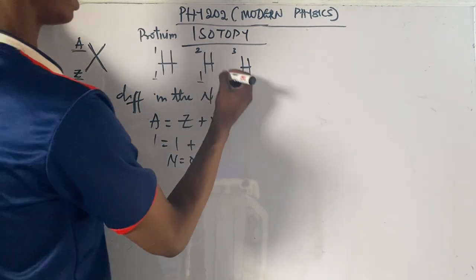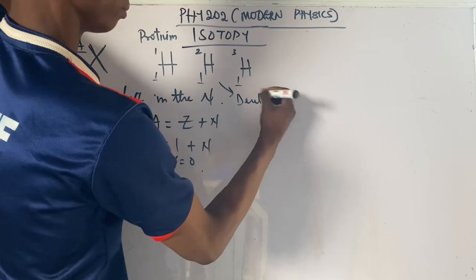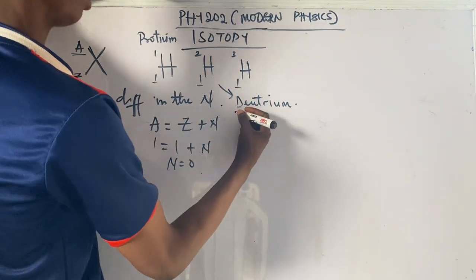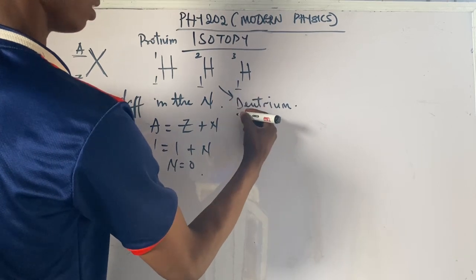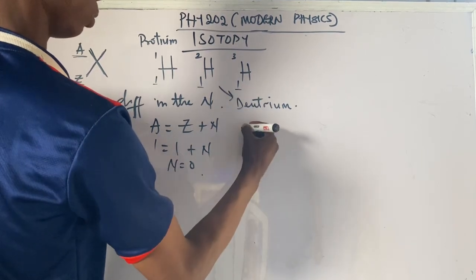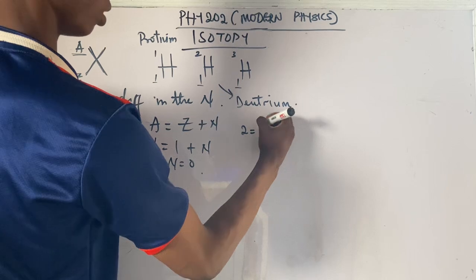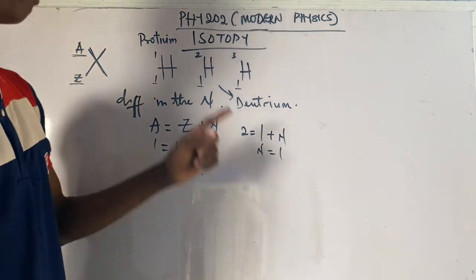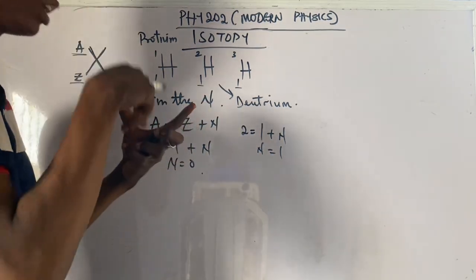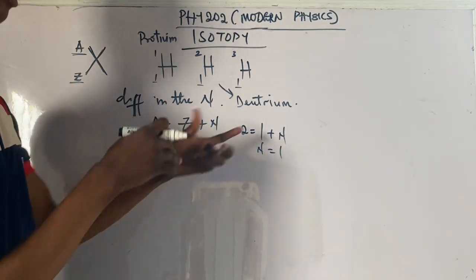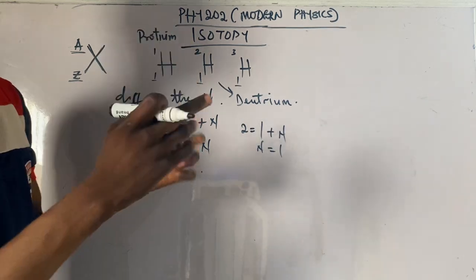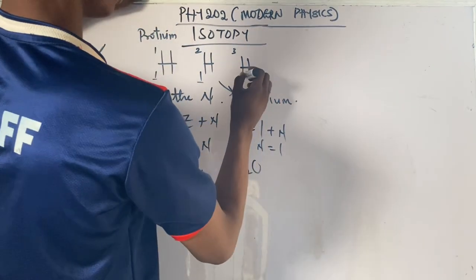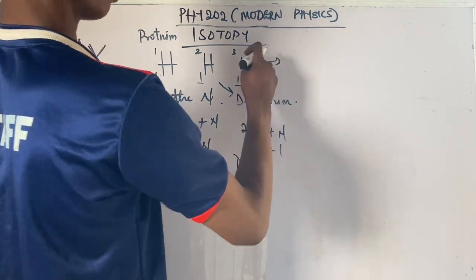Now look at the second hydrogen, called deuterium. The deuterium has mass number 2. That is, 2 is equal to the atomic number 1 plus the neutron number. Here the neutron number is 1. That means this deuterium has 1 neutron in its nucleus. This is used to form heavy water, D2O.